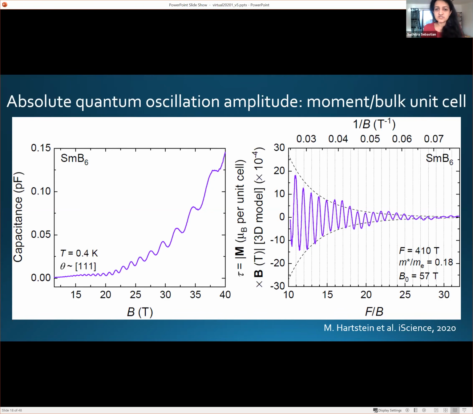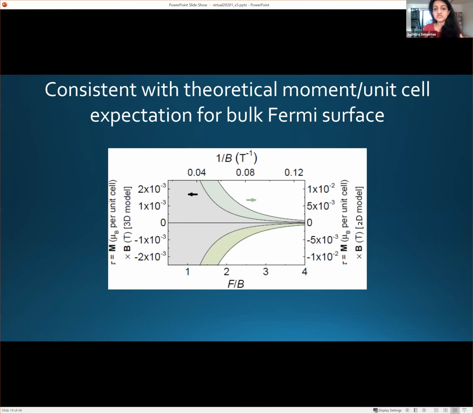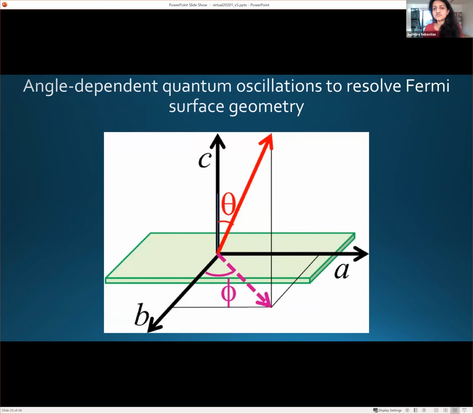And if the whole sample were to contribute, we would get about 30 times 10 to the minus 4 Bohr magnetons per unit cell. We look at Lifshitz-Kosevich simulations, assuming it's a metal, of course, but that's the best formula we have. So we just use Lifshitz-Kosevich and ask what would we expect for the entire volume of the sample contributing, and it would be around 2 times 10 to the minus 3. So you can see that the size of the oscillations indicates that almost the entire bulk of the sample is contributing to these oscillations.